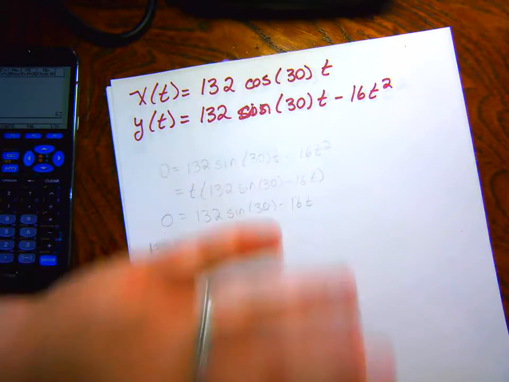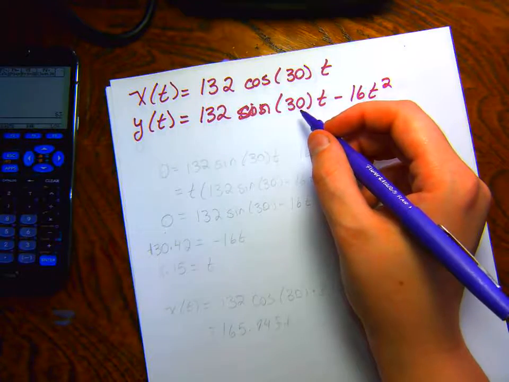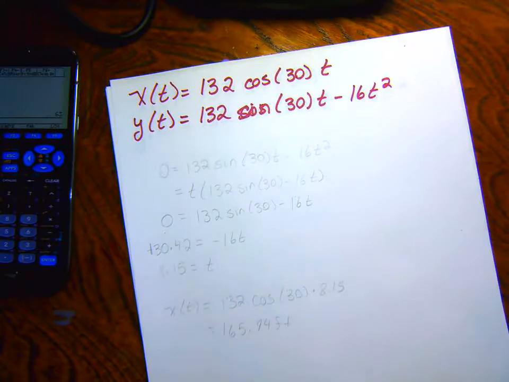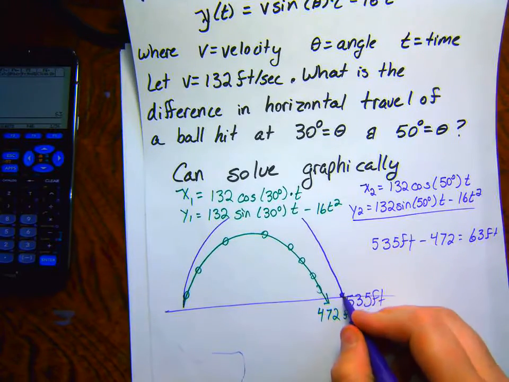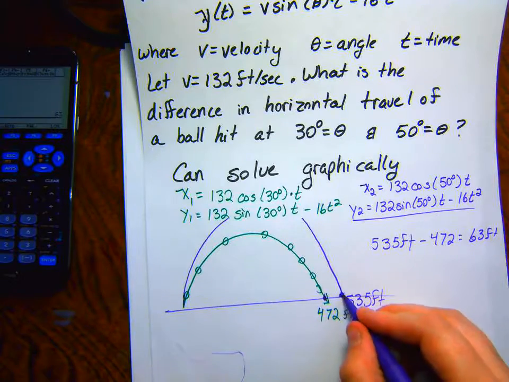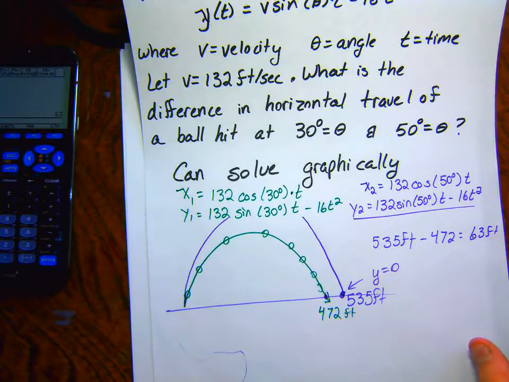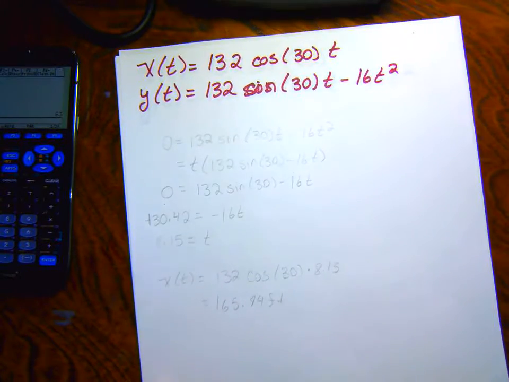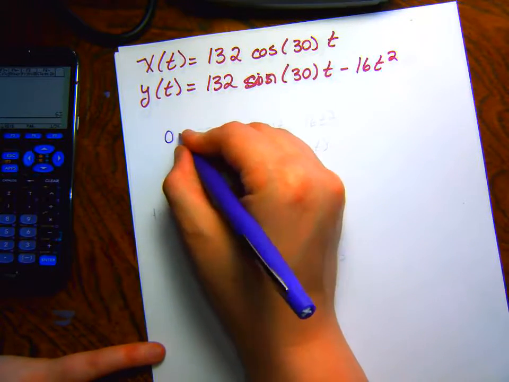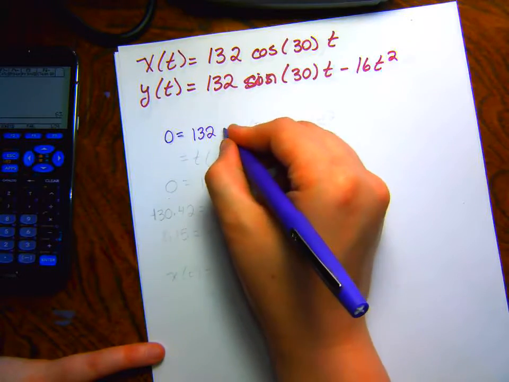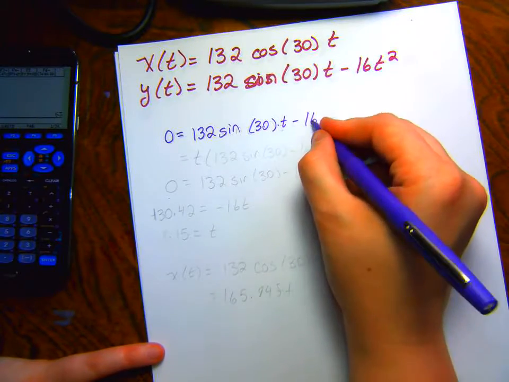Okay. So I did some of my scratch work. It wants to know the horizontal distance traveled. So notice that the horizontal distance traveled is going to be when this touches the x-axis, which is going to be when my y point equals 0. Okay? So we're going to see when y equals 0. So we're going to set this equal to 0, and then equals 132 sine of 30 degrees times t minus 16t squared.